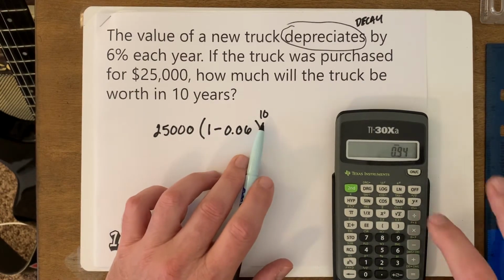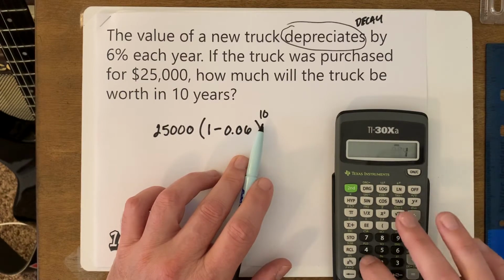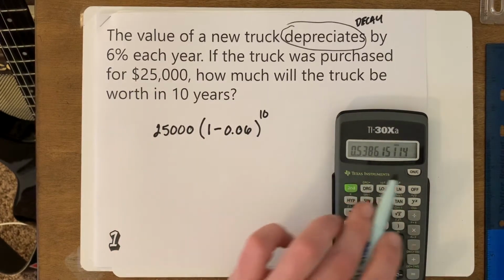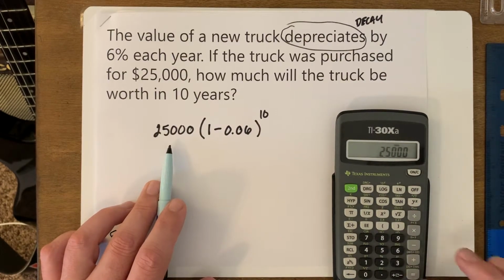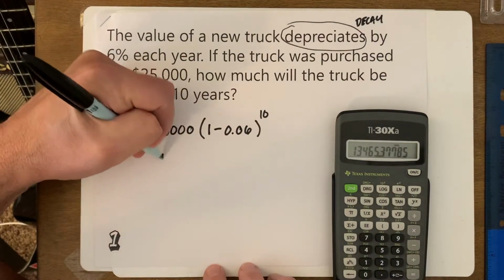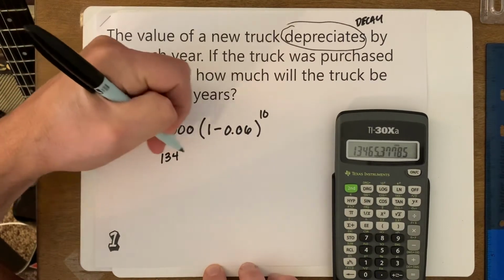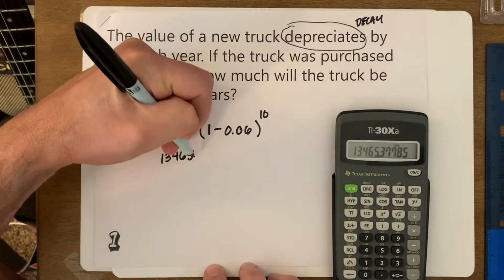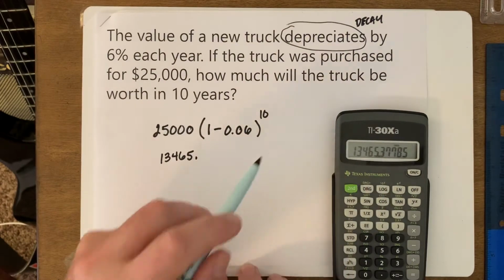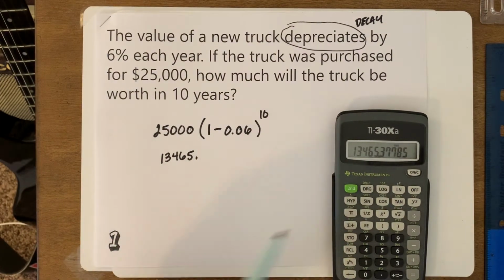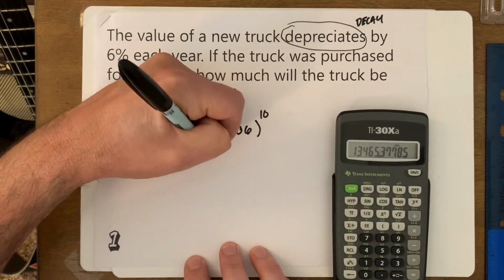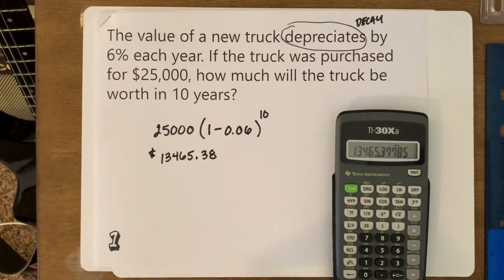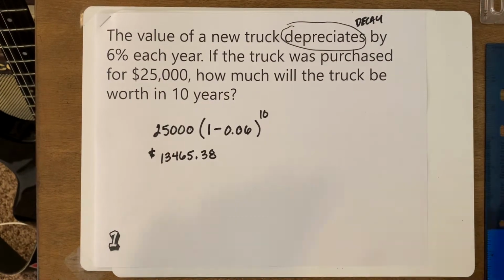We got to raise that to the 10th power. Y to the X, 10 equals, and we get this big decimal. Then we're going to multiply by 25,000, and we get 13465.37785. Now money is going to round to the nearest cent. So 0.377 would round to 0.38. And that's how much the truck's going to be worth in 10 years. That's it. All right, let's look at our next one.